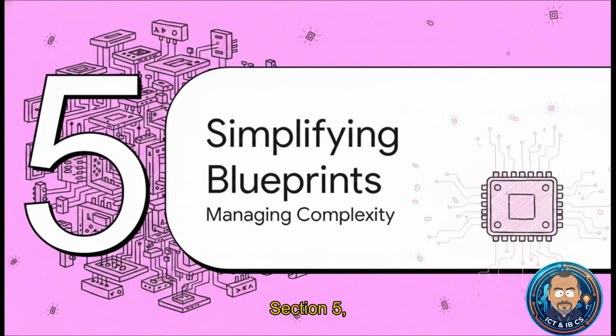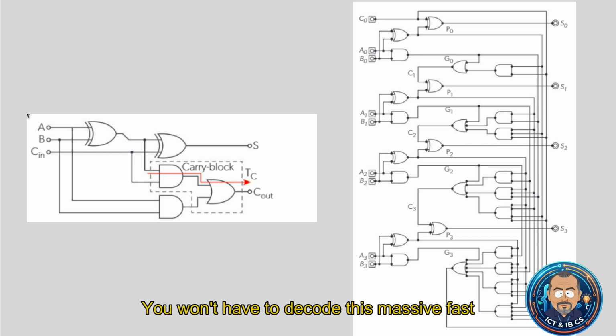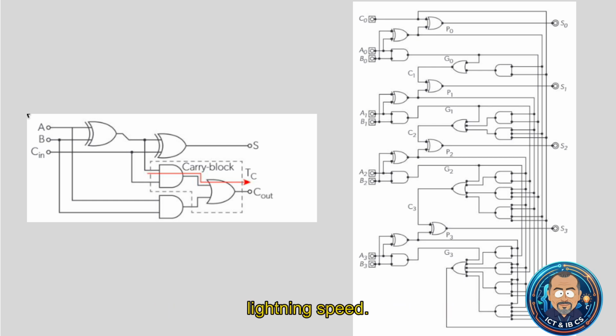Section 5. Simplifying complex blueprints. Finally, what happens when these logic diagrams start layering not just into the dozens, but into the millions? Okay, don't panic, you won't have to decode this massive fast adder circuit today, but the sheer density of it proves how combinations of our simple visual alphabet scale up to build modern computing architectures. Every single microscopic component in a complex adder is really just an AND, an OR, or an XOR gate. Engineers just compound them in incredibly clever cascading structures to execute massive mathematical operations at literal lightning speed.